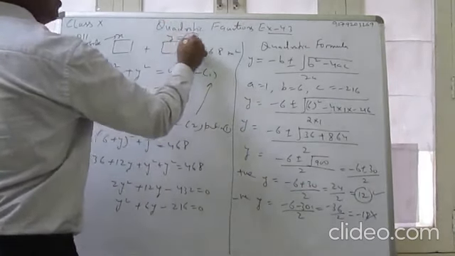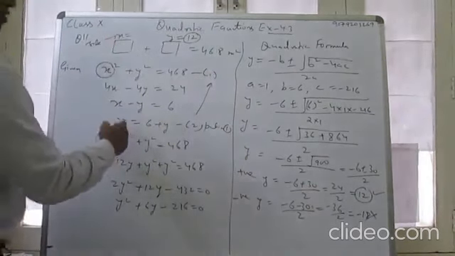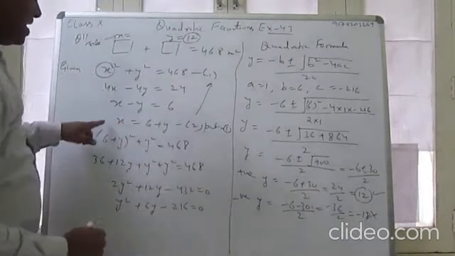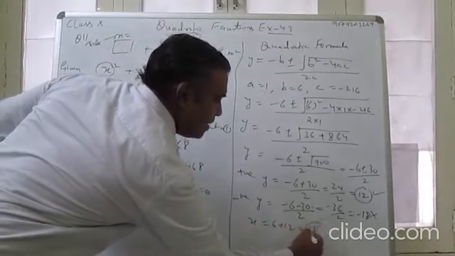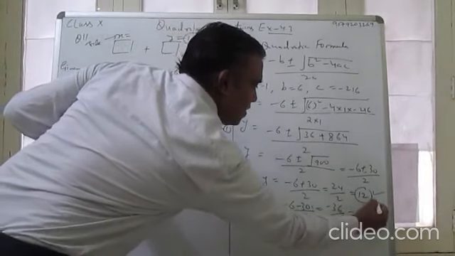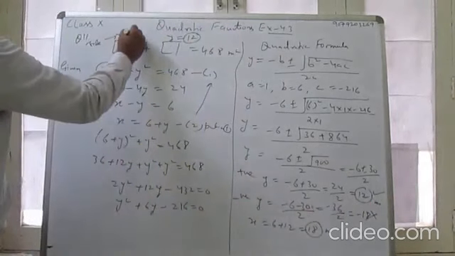So y is equal to 12, and what is x? From equation 2, x is equal to 6 plus 12, which is 18 meters, and the other side is 12 meters. So x is 18 meters.